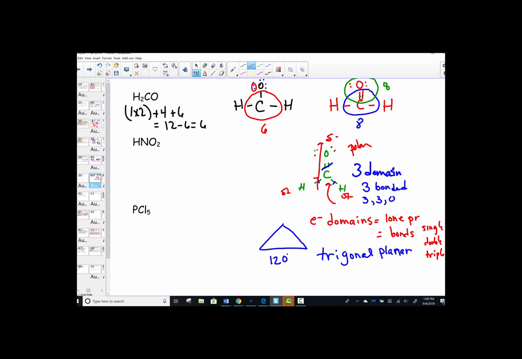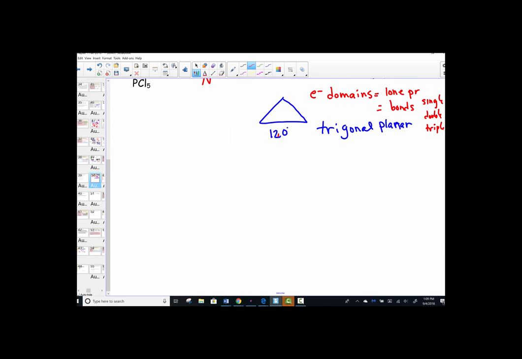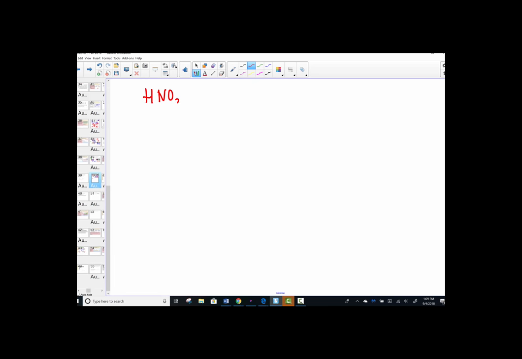Let's talk about HNO2, and I did so because now I'm looking at an oxyacid. An oxyacid. This means that the hydrogen is attached to an oxygen. To be an acid, this is called nitrous acid. We place the least electronegative element in the center. I'm going to give myself some more room to write, so I'm going to extend my page and just rewrite what I had. HNO2 is nitrous acid.